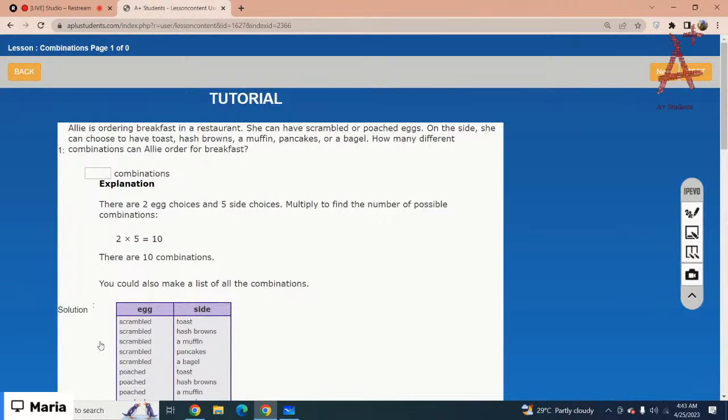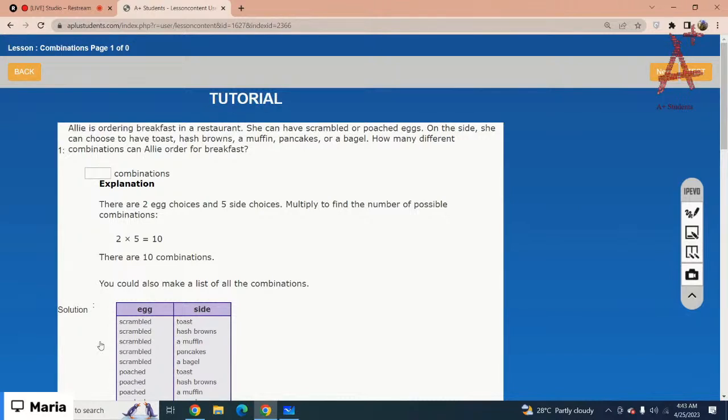So for egg, she has two options: scrambled or poached. And for the side, she has toast, hash brown, muffin, cupcake, and bagel. So two for the eggs and five for the side. For the combinations, you need to do two times five.